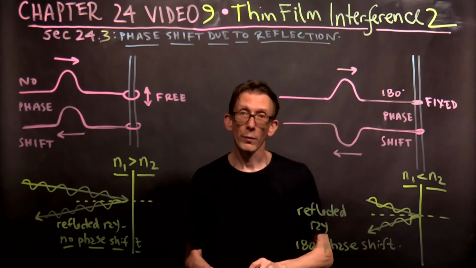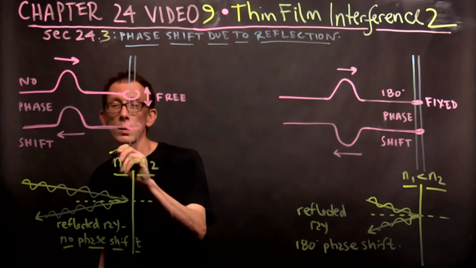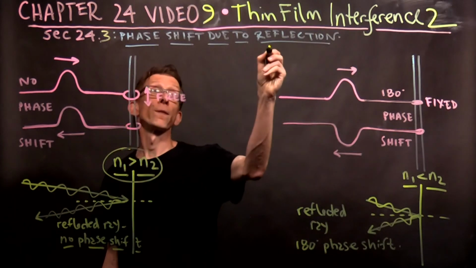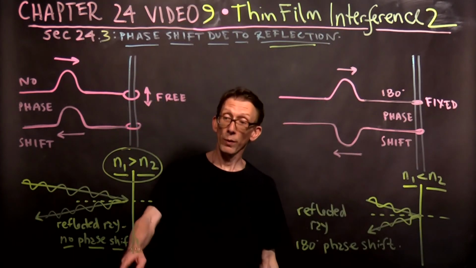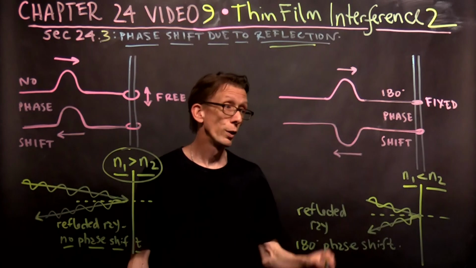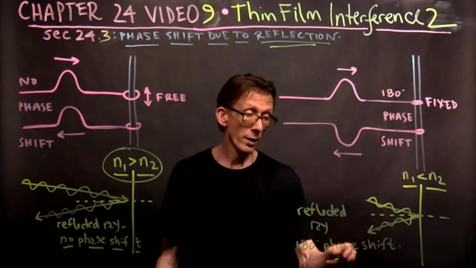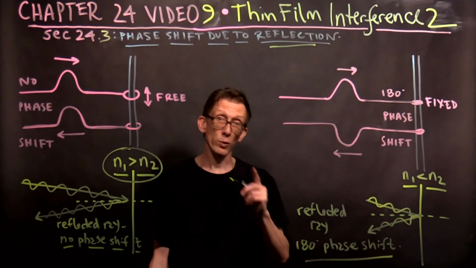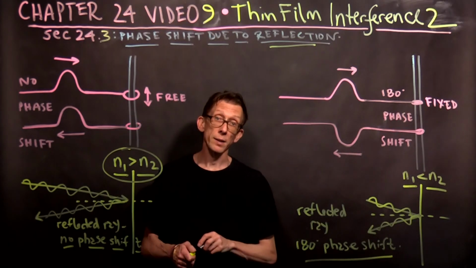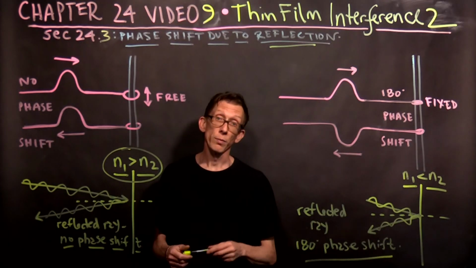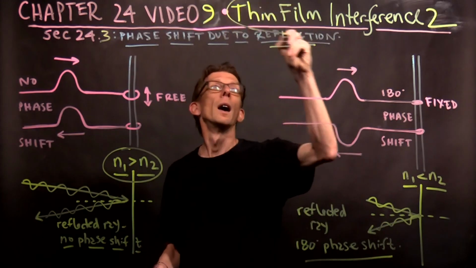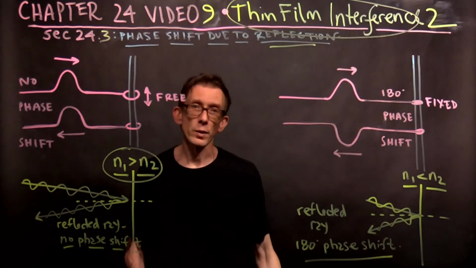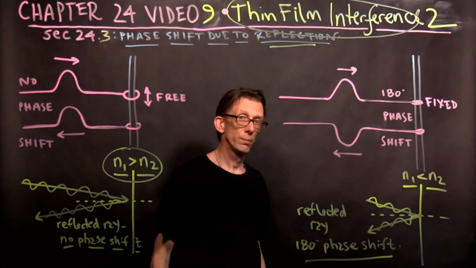Okay, so that's the clip and save. It's all about reflection. You go from a high to a low, the reflected ray, no phase shift. You go from a low to a high, reflected ray, there is a phase shift. That's what you need to know. And we'll come back to this in another video or two, once we get into, finally, thin film interference. That's the soap bubbles. See ya.